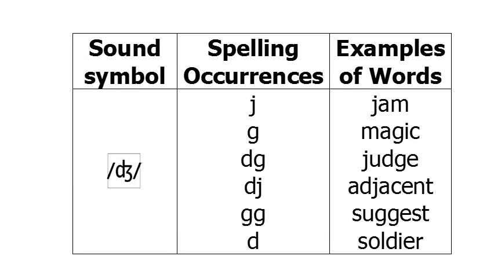This sound is pronounced J. It is got from letter J, letter G, DG, DJ, GG, and sometimes letter D. So examples: jam, magic, judge, adjacent, suggests, soldier, arduous.